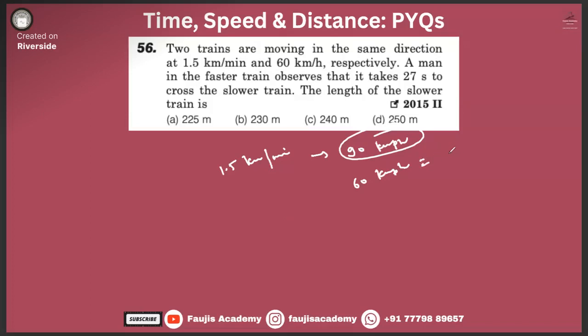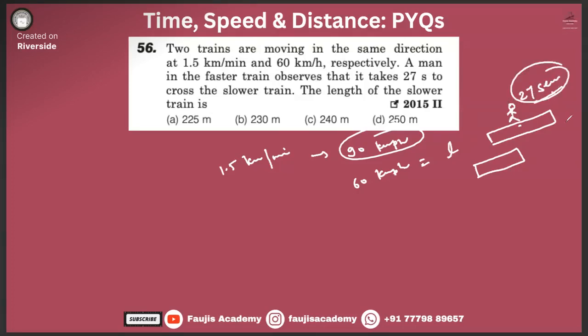Let us assume the length of the slower train is L. Over here is the slower train, over here is the faster train. Let's say this is the man over here, mounted at the top. He takes 27 seconds to cross this slower train. Effectively, this man is leaving the slower train behind at the speed of 30 kmph.